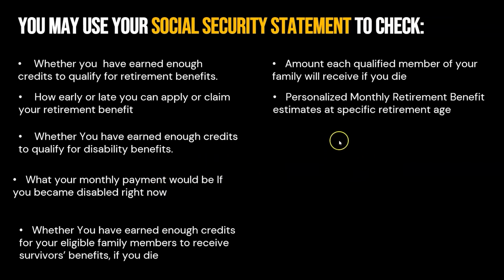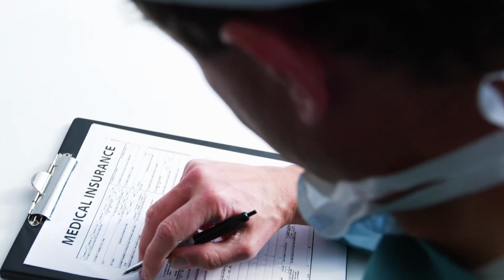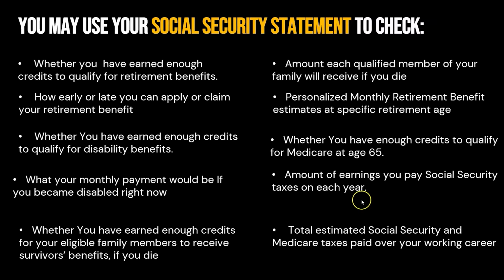With your Social Security statement, you can also know your personalized monthly retirement benefit estimate at specific retirement ages. So whether you're retiring early, or at full retirement age, or you're waiting late to claim the benefit, it would let you know everything. It would also let you know whether you have enough credits to qualify for Medicare at age 65. And finally, it will let you know the amount of earnings you have paid Social Security taxes on each year. It also lets you know your total estimated Social Security and Medicare taxes that you've paid over your working career.